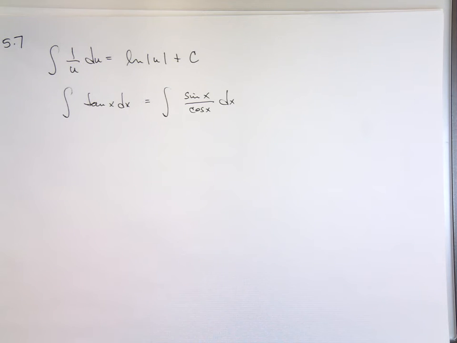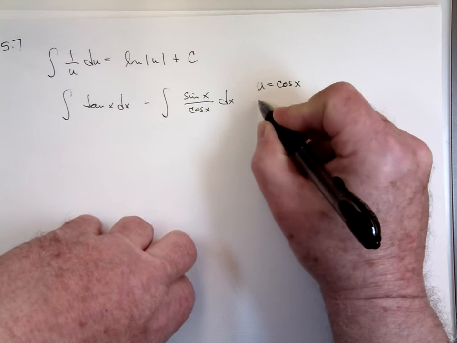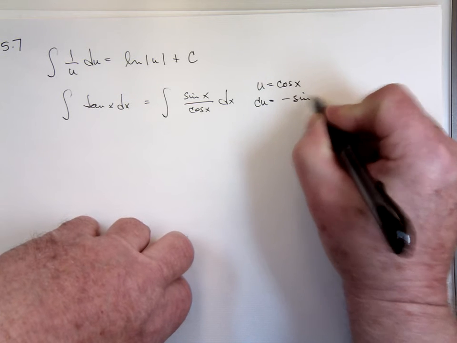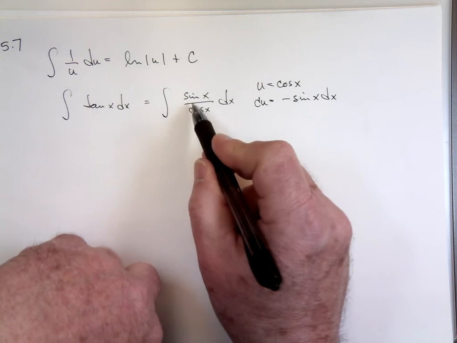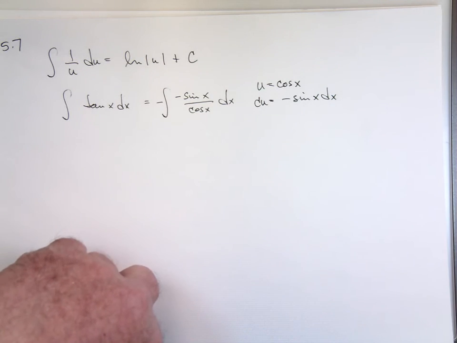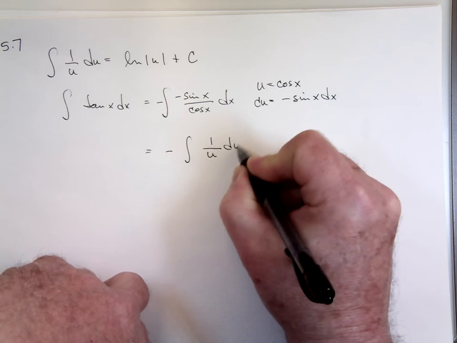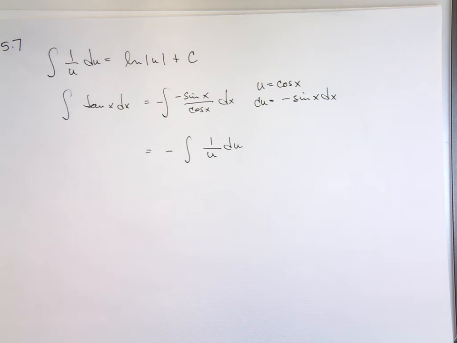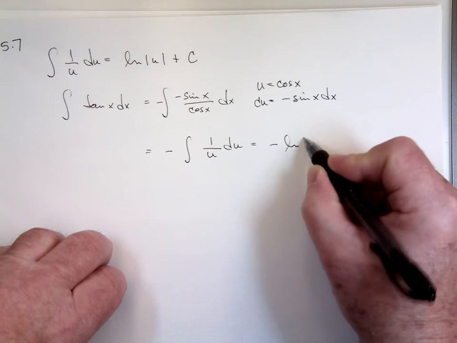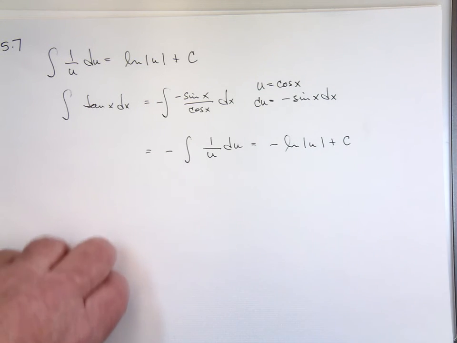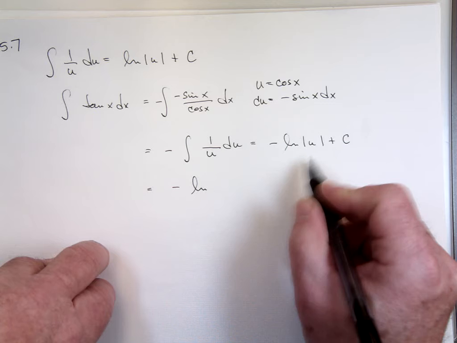All right, but u is equal to cosine x. Du is a negative sine x, opposite of sine x dx. Okay? I have it. It's right here. Multiply by -1, though. I need to multiply by -1. And then I have opposite of the integral of 1 over u du. There it is. That's equal to the opposite of natural log, absolute value of u. U is cosine.